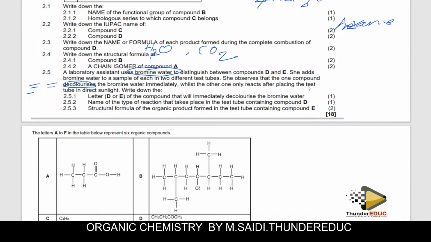So it means that when you put it under sunlight, it undergoes, yes, substitution. But here it does not undergo substitution, it undergoes addition. Yes. So letter D or E of compound will immediately decolorize. So now D or E.